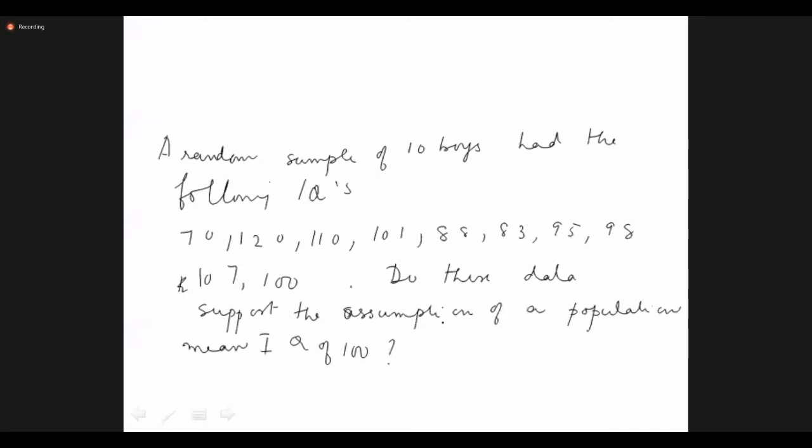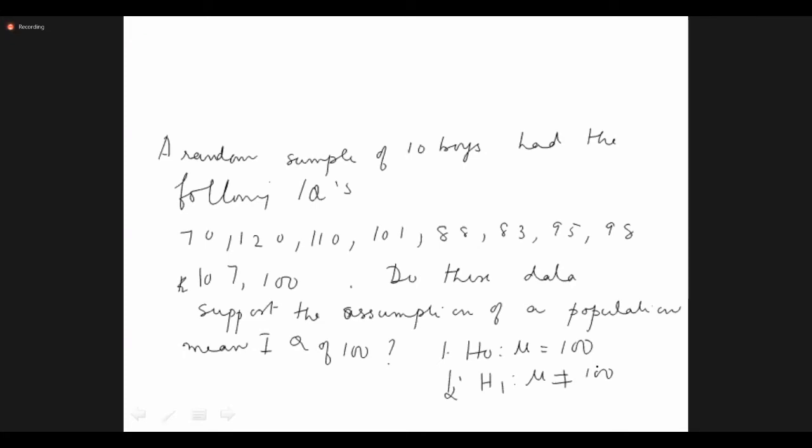So they have given a random sample of 10 boys, a small sample. Do this data support the assumption of the population mean IQ 100? Whether it will support or not is what we need to find. So we go for H naught such that mu is equal to mu naught, where mu naught is 100, and H1 such that mu not equal to 100.